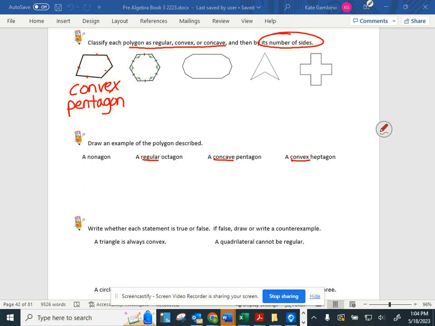On the bottom right, decide whether each statement is true or false. If it's false, draw or write a counter example. How can we prove that? You can either prove that the statement is false because you can draw a shape that contradicts it, that says, oh, no, but I can draw this, so that's not true. Or you can change the words so it will be true.